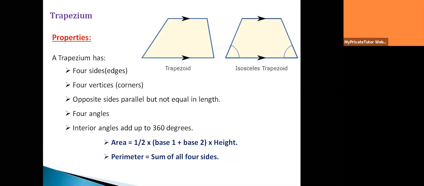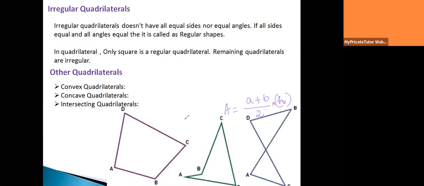And the formula is a very interesting one, so have a look at this. To find the area of a trapezium, we just need to add the two bases, the top one and the bottom one, then divide by 2, then multiply by the height of that trapezium, guys. But the perimeter won't change, because it's always the sum of all the sides.